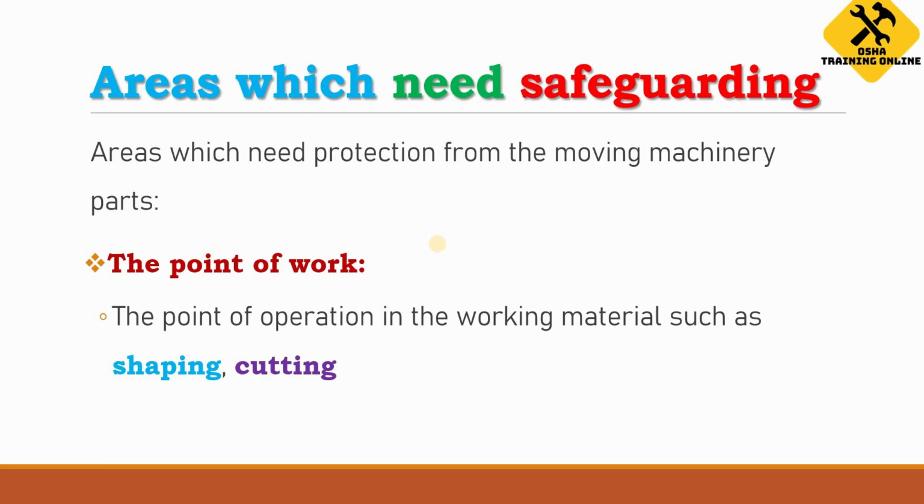The next point is what are some of the areas which need safeguarding. Following are some of the points which have to be noted down. The point of operation, where the working material is shaped or cut. The point where the machine is aimed really needs to be barricaded. For example, if there is a machine used for cutting a specific material, the area where the cutting is done has to be safeguarded.